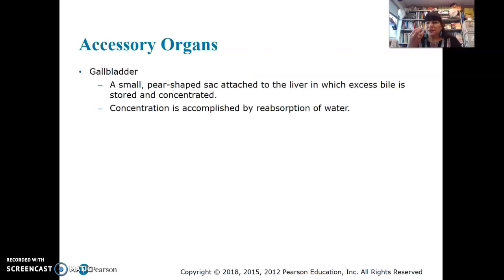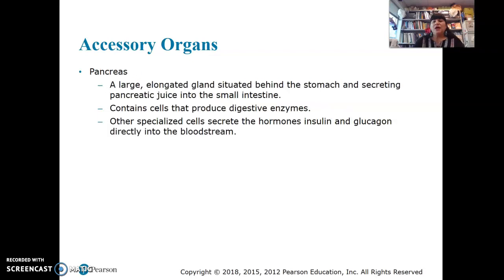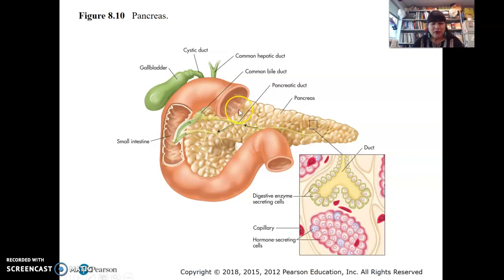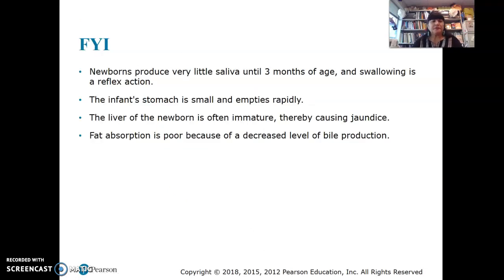Gallbladder, a little bag, really, and it stores bile, okay? And it secretes bile when you have a big fatty meal. Pancreas, again, really important with digestive enzymes, helping digest, and it releases those fluids into the duodenum. So there is the pancreas, here's the gallbladder, and here is the common bile duct, and stuff is going to get released into the duodenum for further chemical digestion.